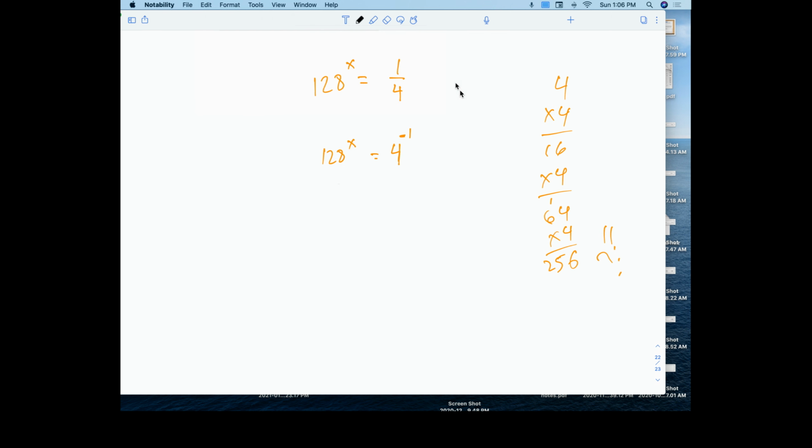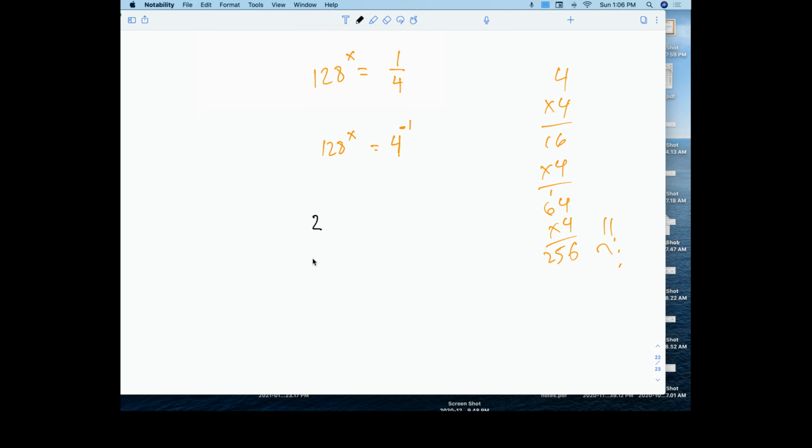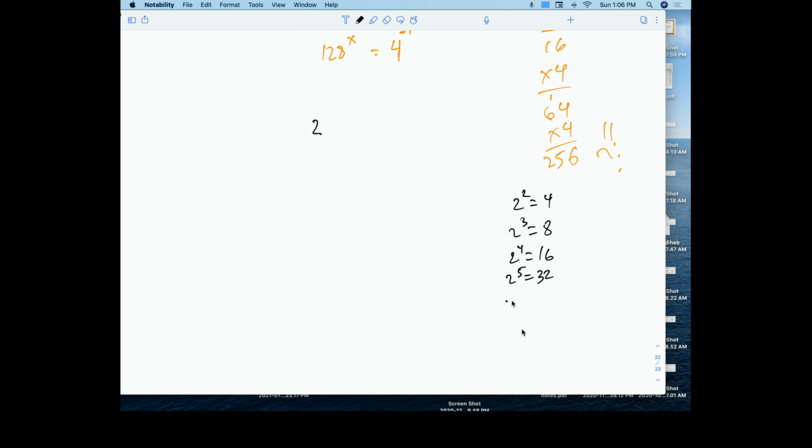We're going to rewrite 128 as 2 to the what? Well, 2 times 2 is 4. 4 times 2 is 8. Let me do it this way. So 2 squared is 4. 2 cubed is 8. 2 to the 4th is 16. 2 to the 5th is 32. 2 to the 6th is 64, and 2 to the 7th is 128. So we know that this is 2 to the 7th raised to the x.